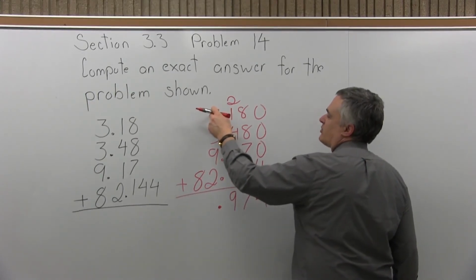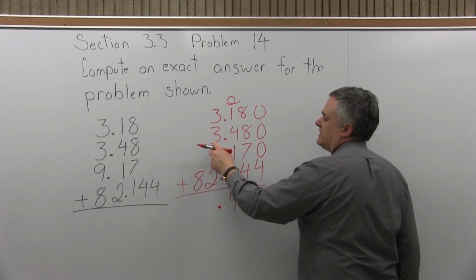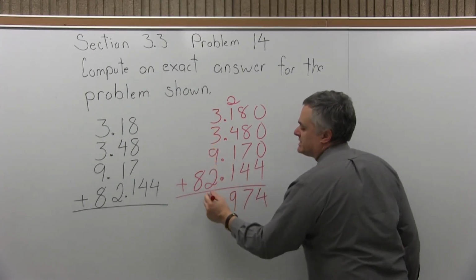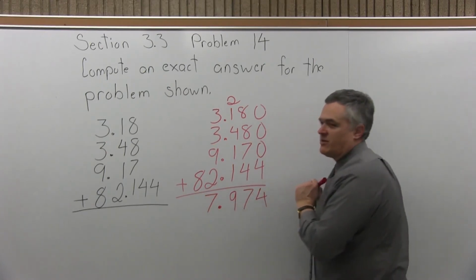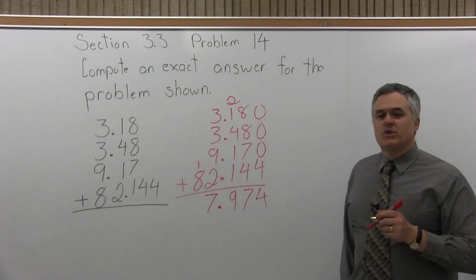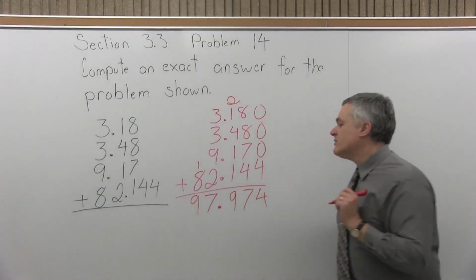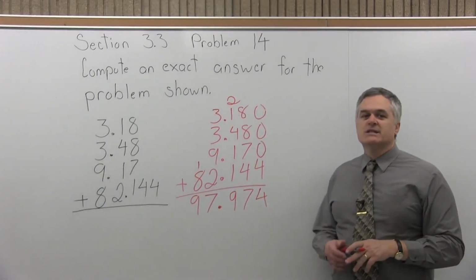The next column, 3 plus 3 is 6. 6 plus 9 is 15. 15 plus 2 is 17. So for 17, I'll write the 7, carry the 1. Goes to the top of the next column. 1 plus 8 more is 9. And that gives me an answer of 97.974.